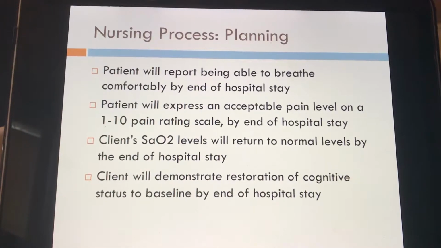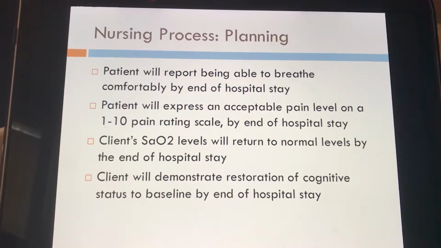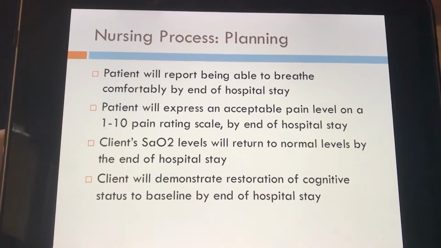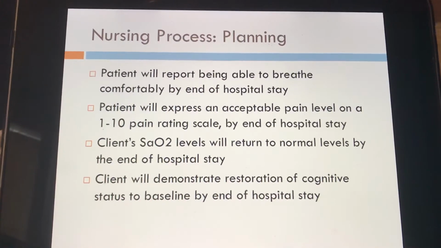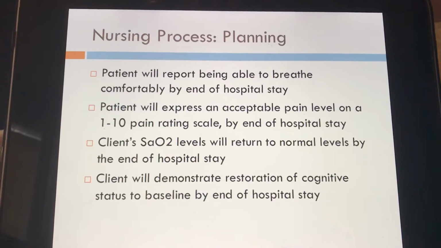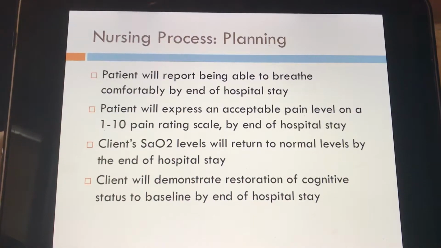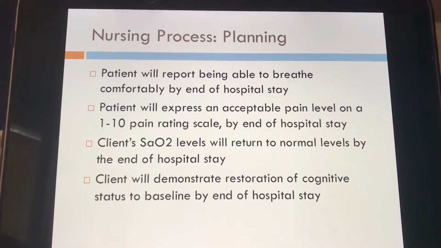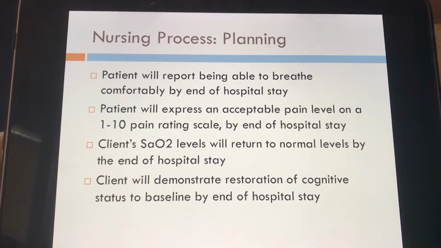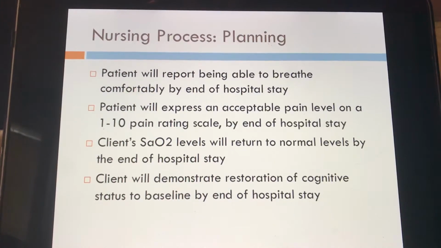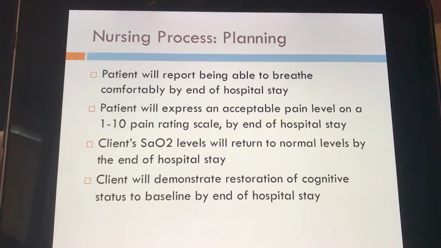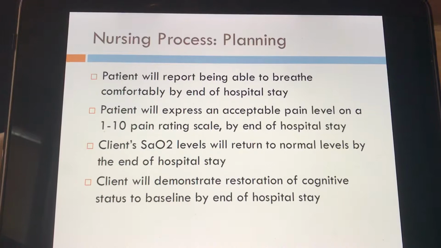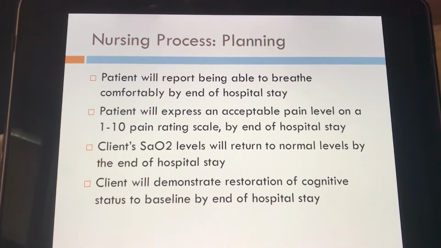When planning for these patients, the goals you want them to have: the patient will be able to breathe comfortably by the end of hospital stay. The patient will express an acceptable pain level on a 1 to 10 pain rating scale by the end of the hospital stay. The patient's SaO2 levels will return to normal by end of hospital stay. And the client will demonstrate restoration of cognitive status to the baseline by the end of hospital stay. So you want them to be back to where they were before they had that condition.